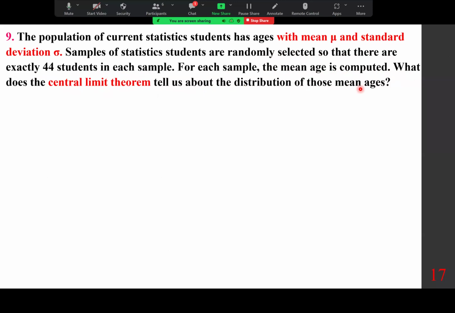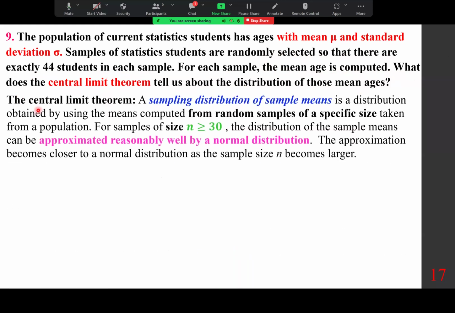So let's discuss the concept first. The central limit theorem: a sampling distribution of sample means is a distribution obtained by using the means computed from random samples of a specific size taken from a population. If you recall in the previous case, the size we chose was 2, because if it gets larger, it's very hard to do by hand. Again, we did 2 out of 4 on the previous page.